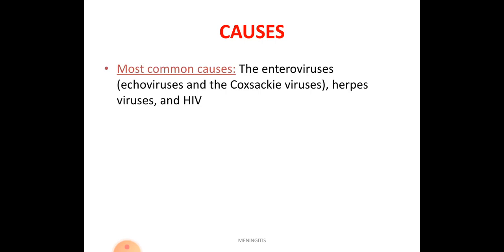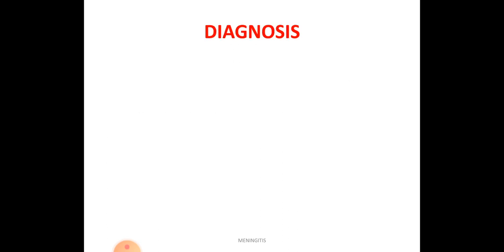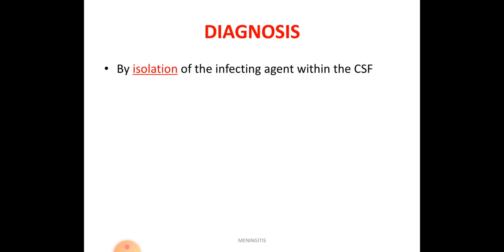Which are the causes? The most common causes are enteroviruses, which include echovirus and coxsackie virus, as well as herpes virus and human immunodeficiency virus. A few non-viral causes are also there, including Lyme borrelia as well as leptospira infection. Diagnosis is by isolation of the infecting agent within the CSF. So this organism will be growing inside the CSF only. By the CSF sample, this microorganism will be isolated by a test in the pathology laboratory. So it will confirm the diagnosis.